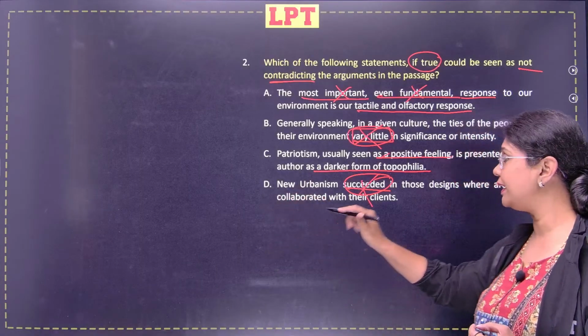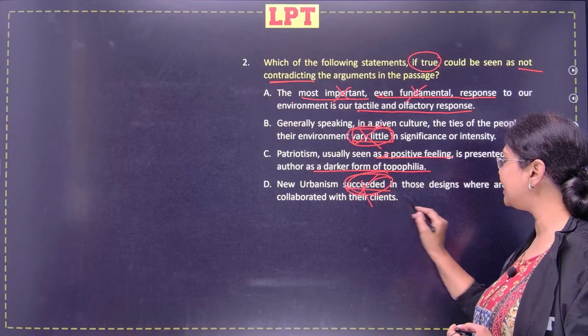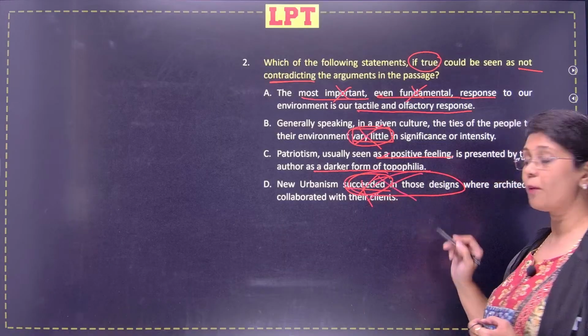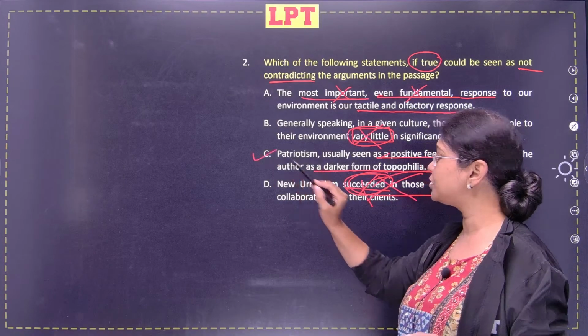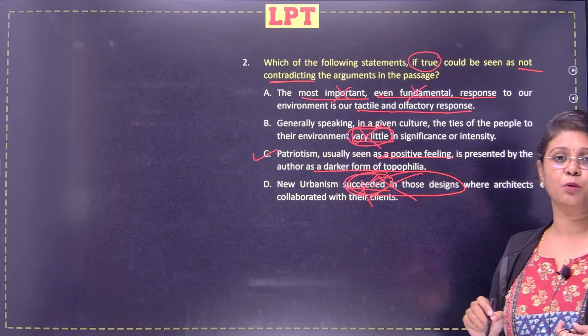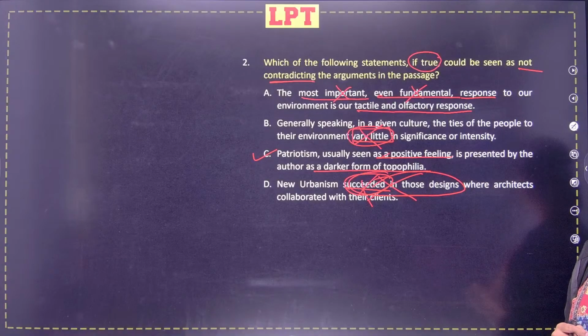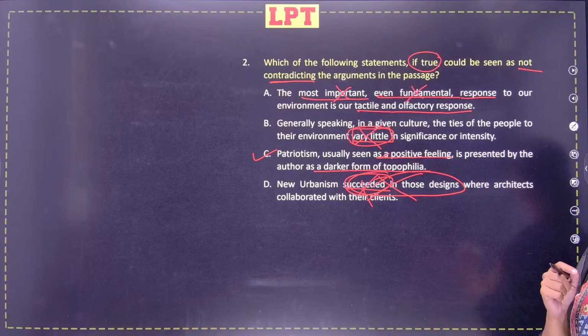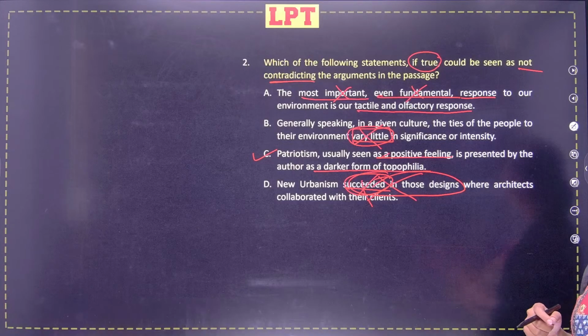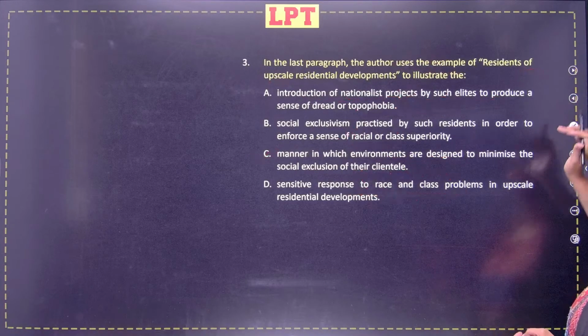And if you compare D, it says new urbanism succeeded in those designs. This is not supported by the passage. So if you look at the options here, C forms the best possible answer. Right? So I hope you have figured out where we have taken those references from and how we arrive at an answer. Let's go to the third question now.